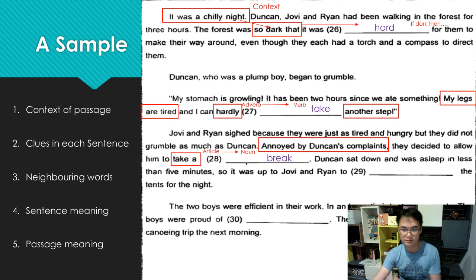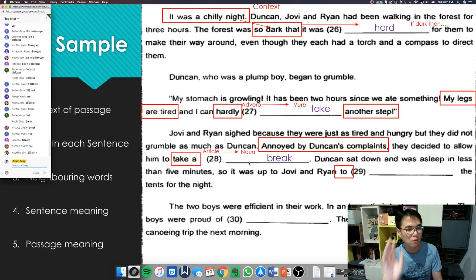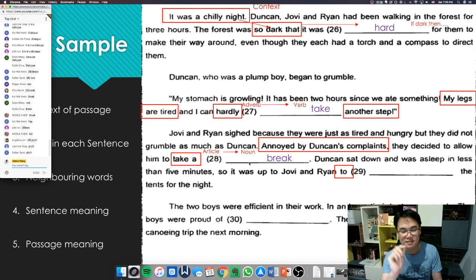Wonderful. Next one. So Duncan sat down and was asleep in less than 5 minutes. So that's how tired he was, right? So it was up to Jovi and Ryan to what the tense for the night. So again, can you see this word to? Right? Can you remember we learned a grammar concept around the word to? Can anyone remember what this grammar idea was?